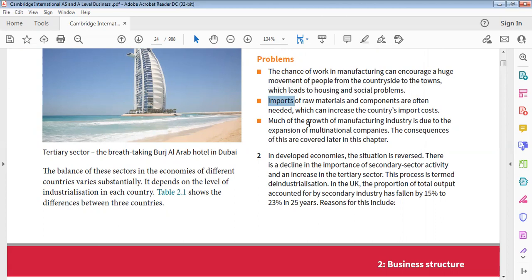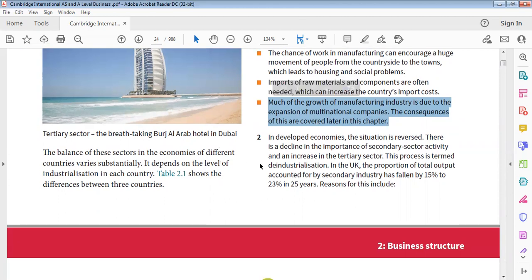And third, much of the growth of manufacturing is at the expense of multinational companies. You won't understand this point now, you'll understand later. Usually, many multinational companies come and open factories, but the problem is, whatever money they earn as profit, they send back to their country. So in a way, money is going out of our country through them, which is a bad thing. Don't worry about that now. We'll discuss this particular issue later.